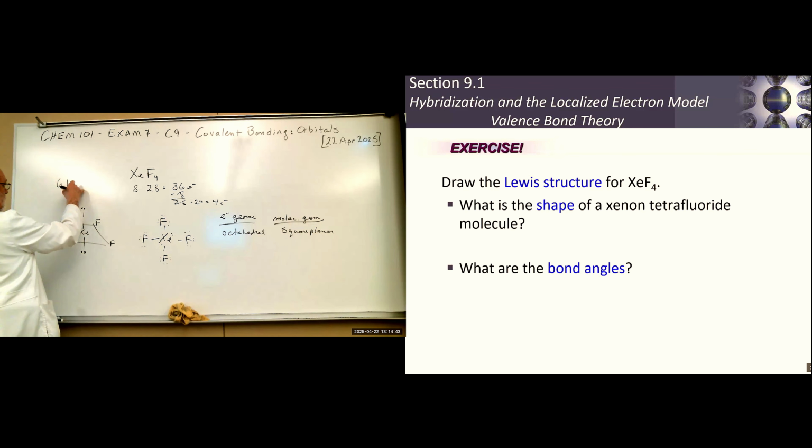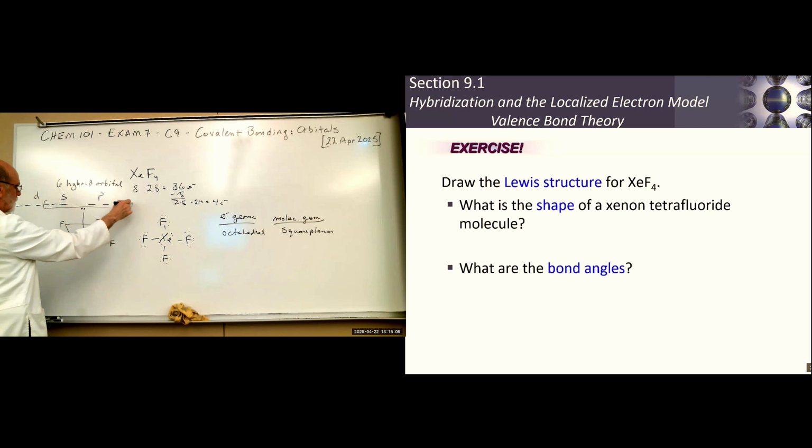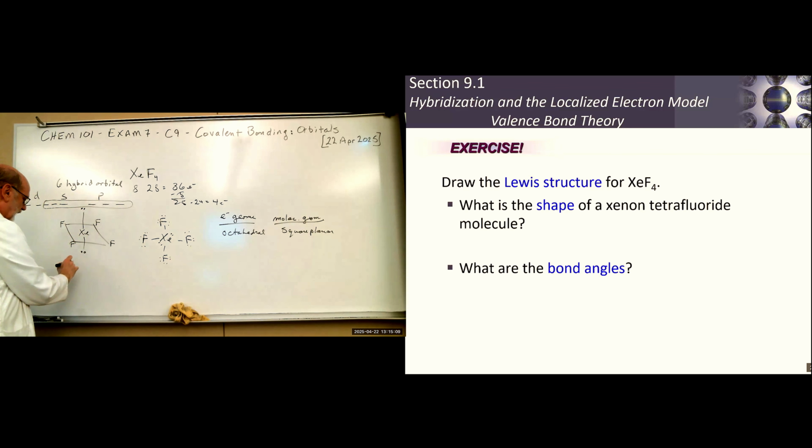Okay, so if we have an s and p, 1, 1, 2, 3, we're short by 2. So we've still got the d's, right? Especially xenon, right? It's down in the fifth group. 1, 2, 3, 4, 5. We only use 2 of them. So that's 1, 2, 3, 4, 5, 6. So the hybridization is d2sp3.